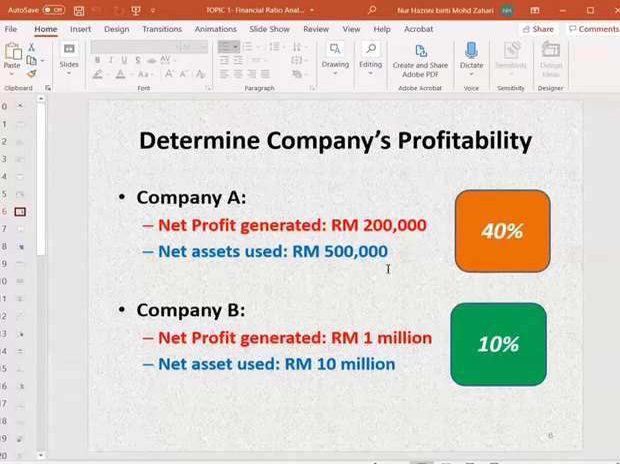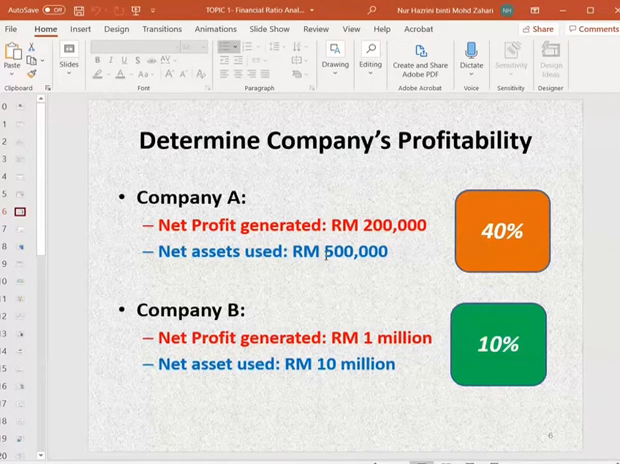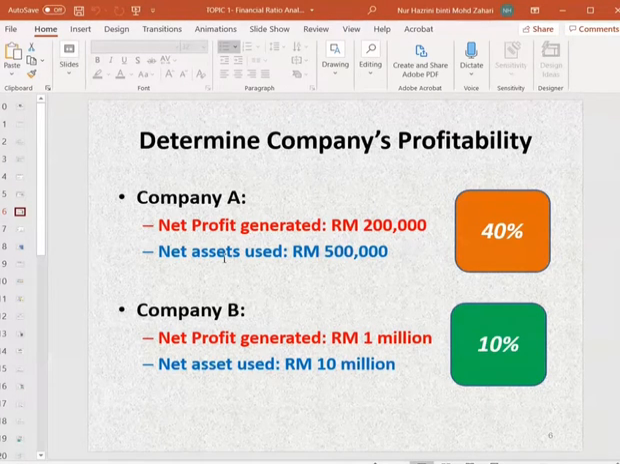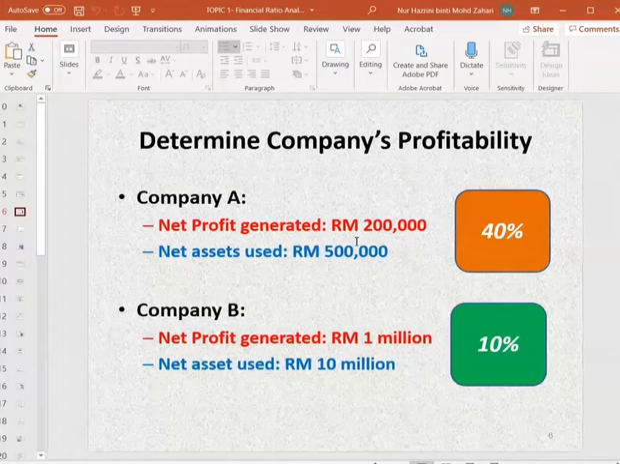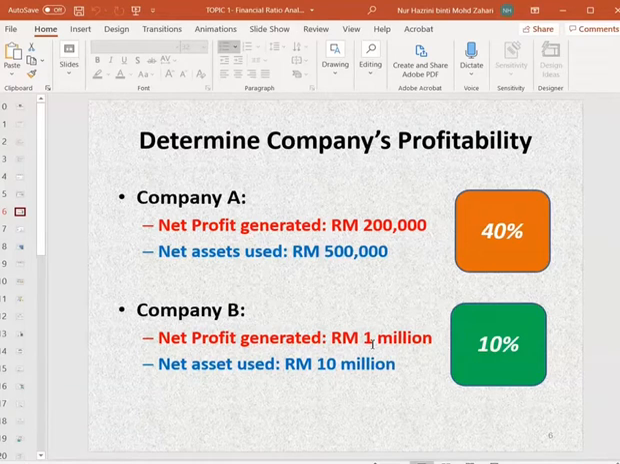But if you spend 1 million to buy the non-current asset, but you can only generate a very small amount of profit, it means you are not using your asset efficiently to help you generate the net profit. So in this case, if you want to calculate the return on asset, you are going to need the net asset information. For company A, the net asset used is 500,000 to generate 200,000 net profit. For company B, the net asset used is 10 million to generate 1 million of net profit.